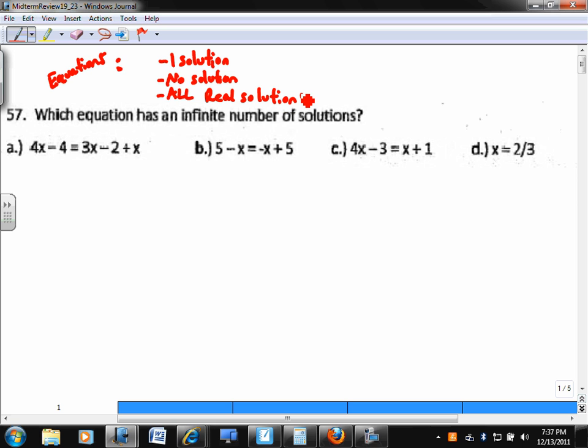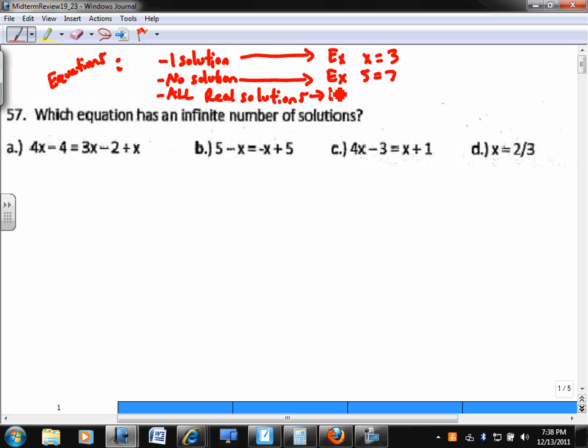Now, what would each of these look like? One solution would look like x equals 3. No solution would look like 5 equals 7. Because 5 is not equal to 7. 5 can never equal 7. So that would be no solution.